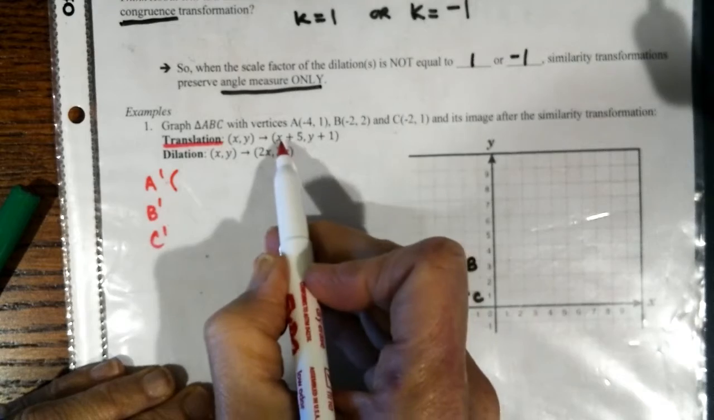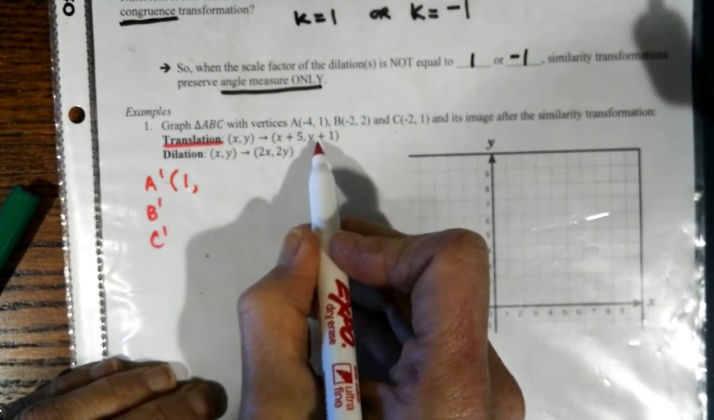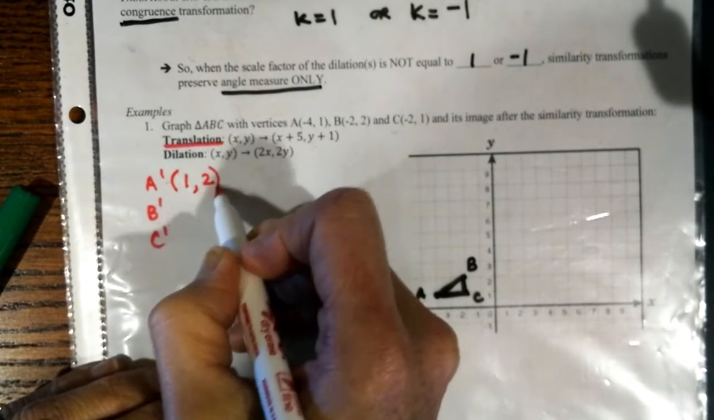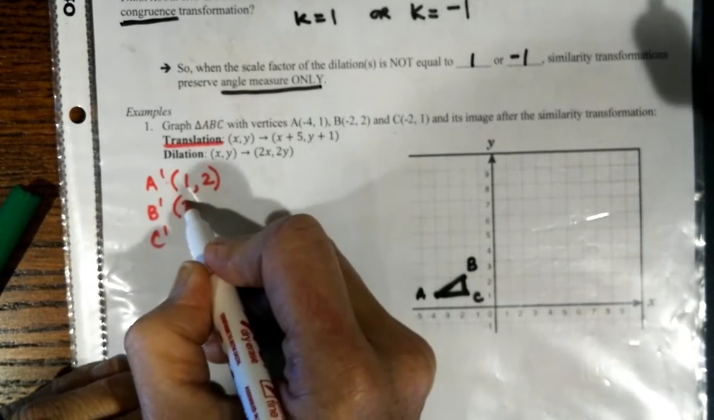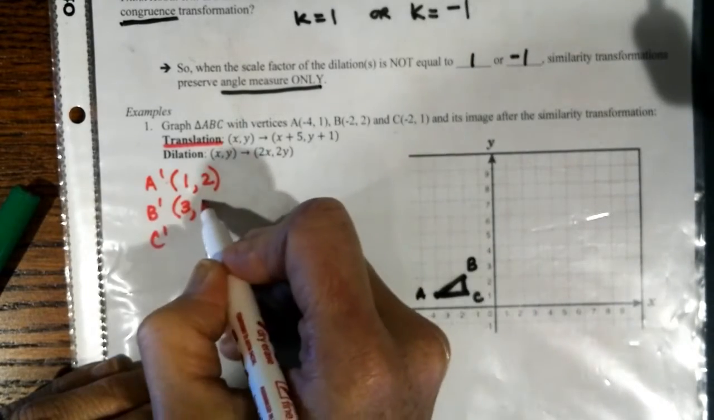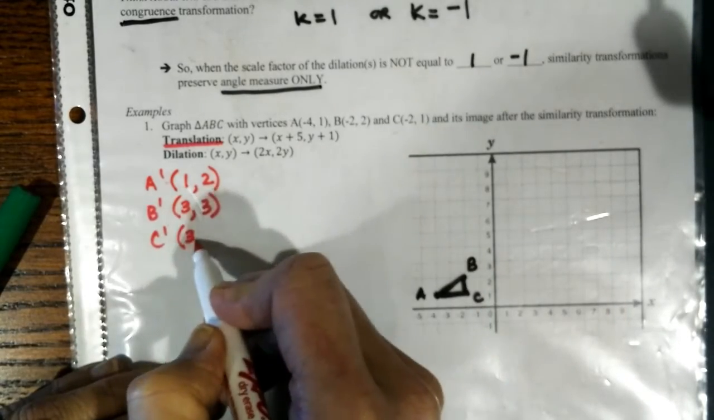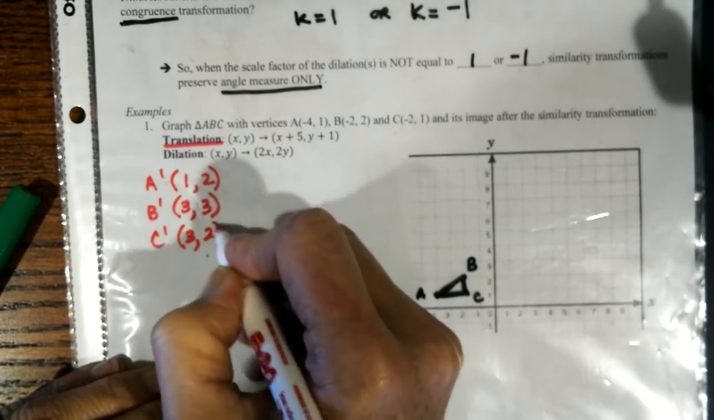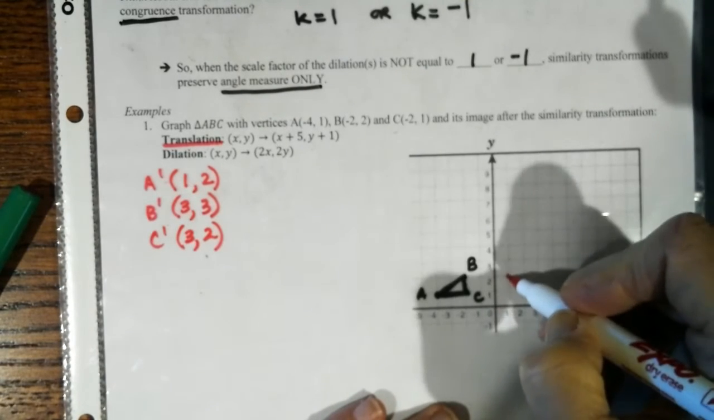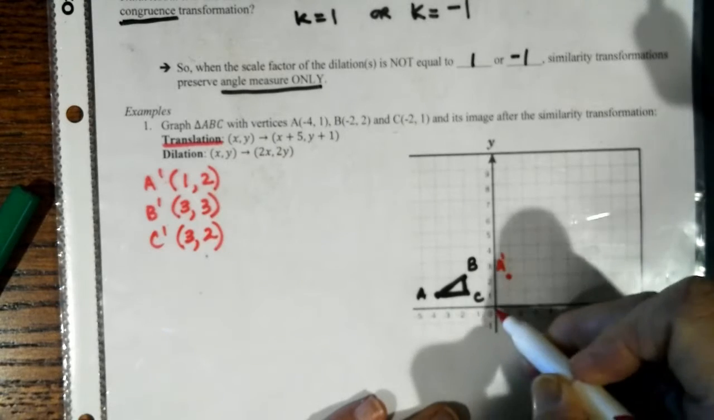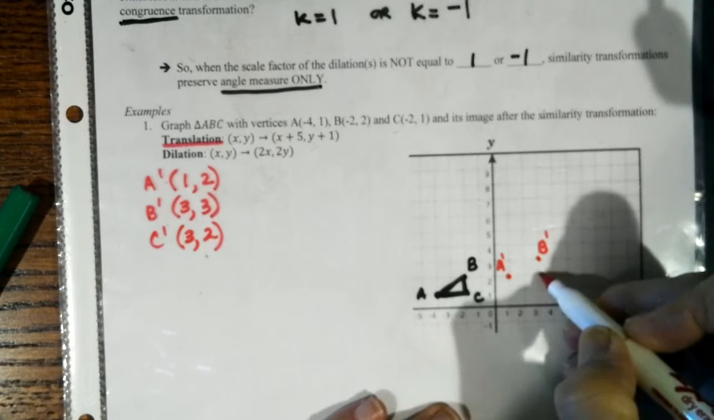So that makes A prime: -4 plus 5 is 1, and 1 plus 1 is 2. B prime is going to be -2 plus 5, and 2 plus 1 is 3. And then C prime will be -2 plus 5, and 1 plus 1 is 2. So let me go ahead and graph that. A's 1, 2, that'll be my A prime. 3, 3, that'll be my B prime, and C prime will be 3, 2.